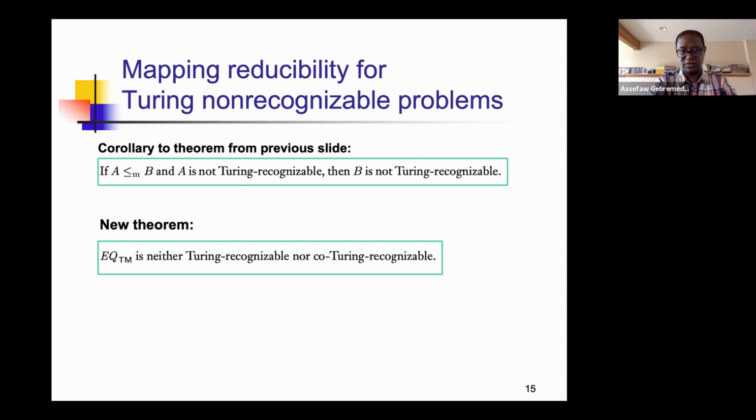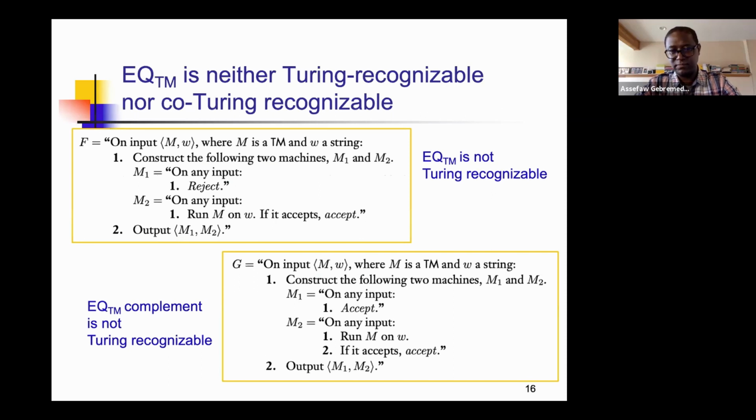So if I break this one up into 2, it would say EQTM is not Turing recognizable. And then the other part would be EQTM complement is not Turing recognizable. That's what this theorem would mean. And that's what we're going to show now with our newfound knowledge of mapping reducibility. So get ready for a slide that has 2 contents in it, because it will have to show 2 parts. Don't get bothered too much by having too many things, but I would rather have you see both of them at the same time.